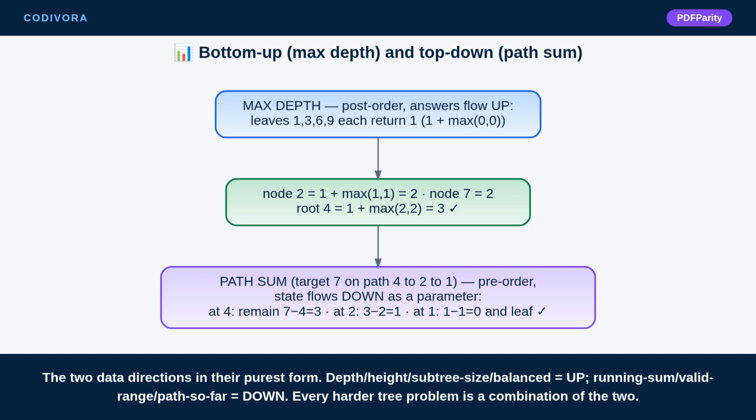The 2 data directions in their purest form. Depth, height, subtree size, balanced equals up. Running sum, valid range, path so far equals down. Every harder tree problem is a combination of the two.